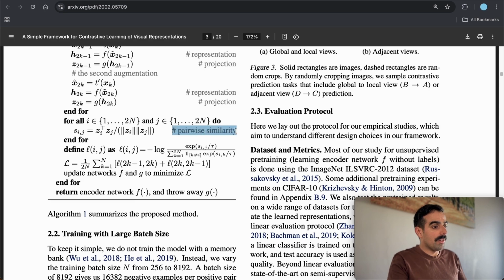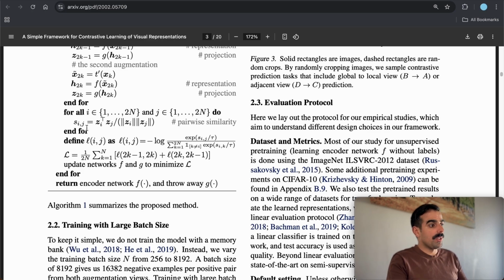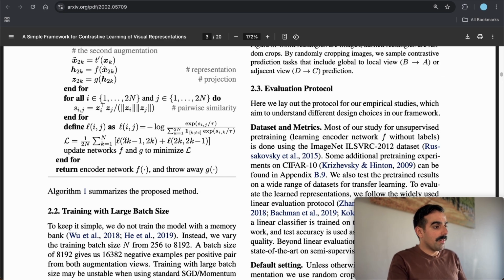Now we have to build the similarity matrix, and this is the fun part. So i goes from 1 to 2N and j goes from 1 to 2N. We're computing the similarity. So we have a square matrix called S, which is 2N by 2N because we have 2 augmentations per sample, and we're defining the loss. The loss is basically the regular contrastive loss, which is the exponent for the positive pair, normalized by the sum of exponents of the negative pairs. Now, just to make that loss symmetric, we're passing 2k minus 1 as i and 2k as j.